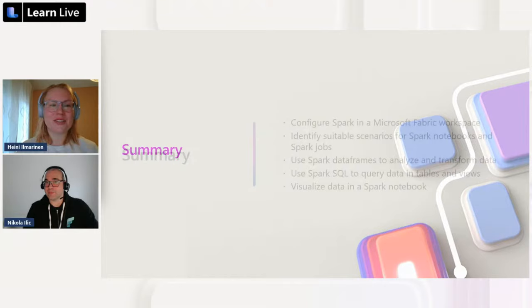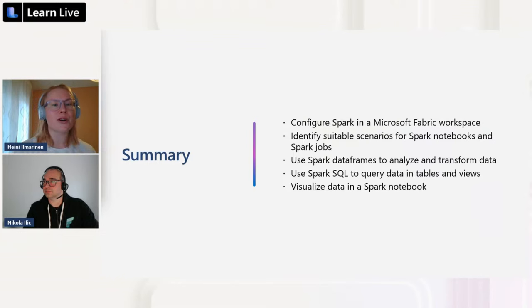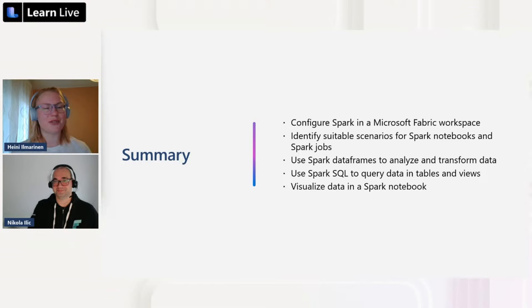Well, with that, we are able to get to the summary of this session. So what we went through is, first we looked at how to configure Spark in Microsoft Fabric. Then we looked at using both notebooks and Spark jobs, and a little bit of what the difference is between those two. Then we looked at Spark data frames and how to use those to analyze and transform data and also write data. And then we looked at using Spark SQL to query data in tables and views. And lastly, we looked at the visualization side as well. So quite many topics, and there's quite a lot of details to look into in each of these.